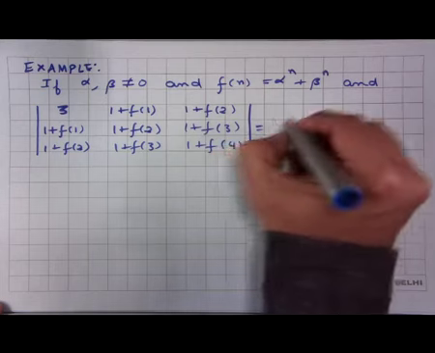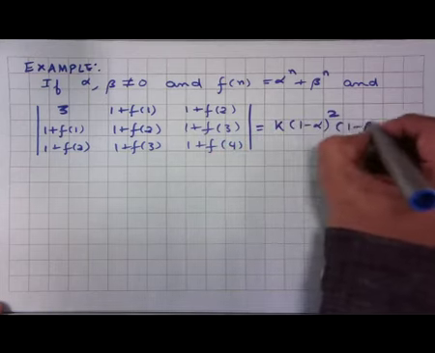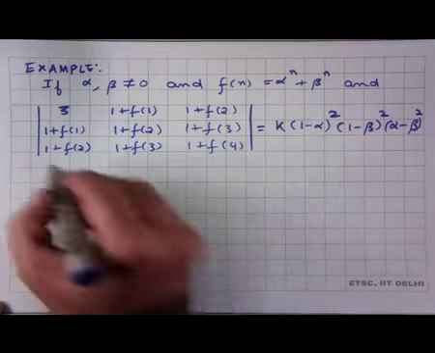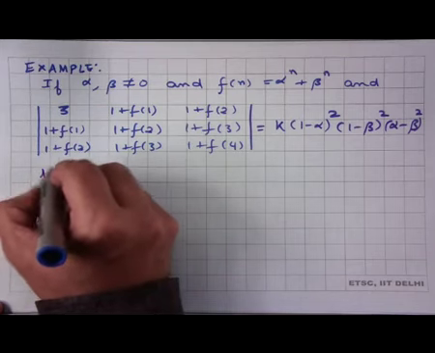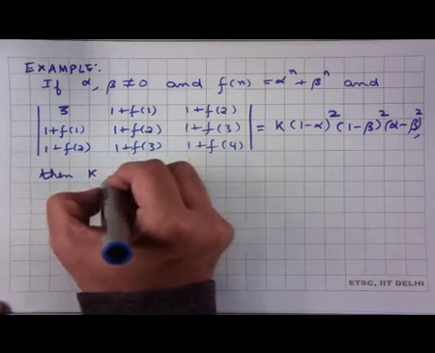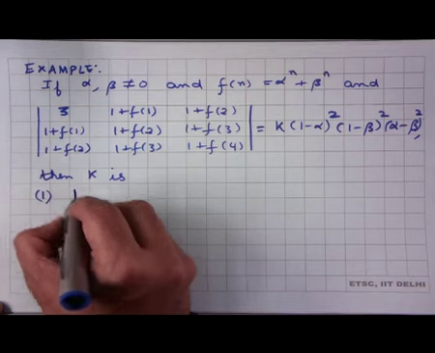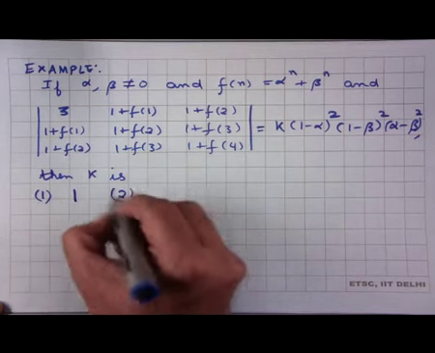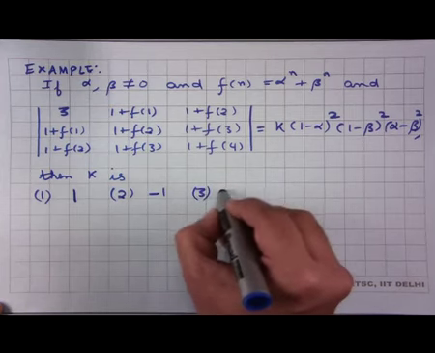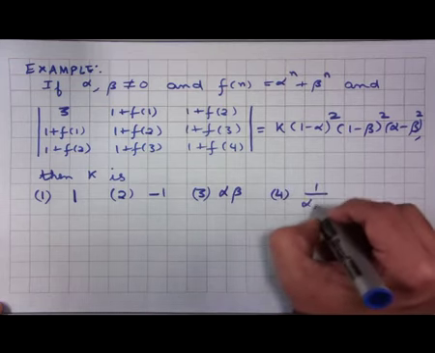If this is equal to k times (1 minus alpha) squared, (1 minus beta) squared, and (alpha minus beta) squared, then what is the value of k? And the choices are that it is 1, the second choice is that it is minus 1, the third choice is that it is alpha times beta, and the fourth choice is that it is 1 by alpha beta.